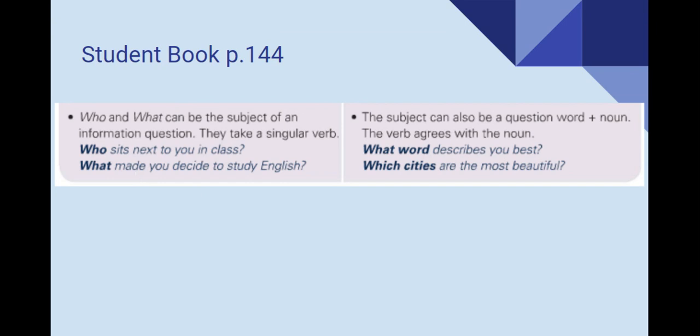Okay, now the subject can also be a question word plus a noun. And let's remember that the verb agrees with the noun. What word describes you the best? I'm using describes because word is singular. Look at your example. Which cities are the most beautiful? Here I'm using are because cities is plural. So remember to make this connection. Subject-verb agreement. If I have a plural noun, my verb is plural. If I have a singular noun, my verb is singular. Let's continue.